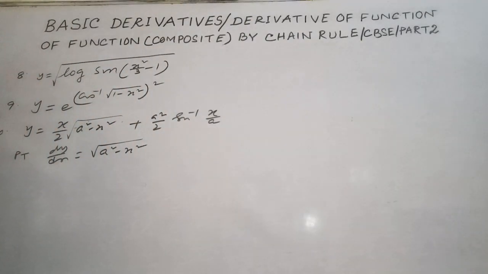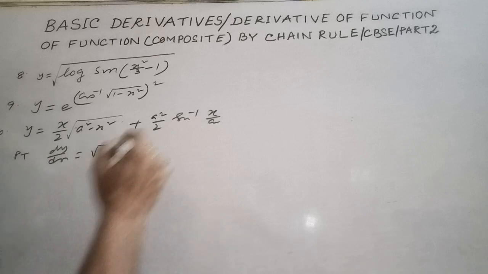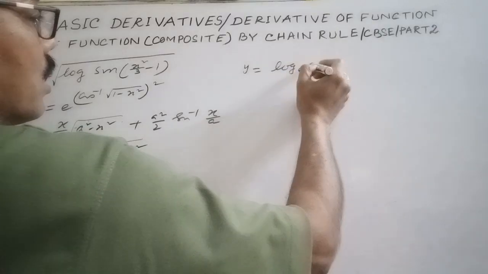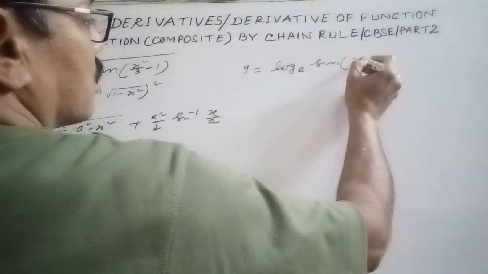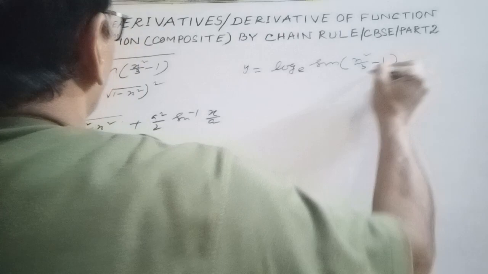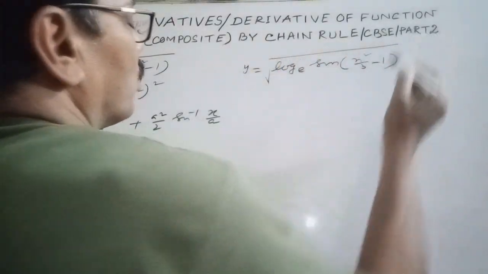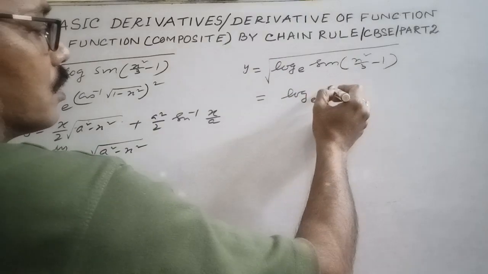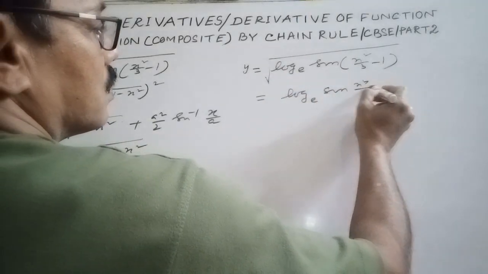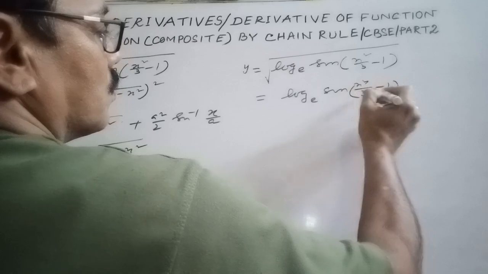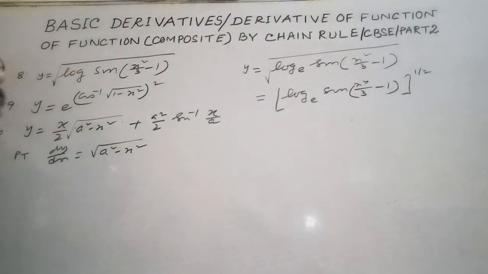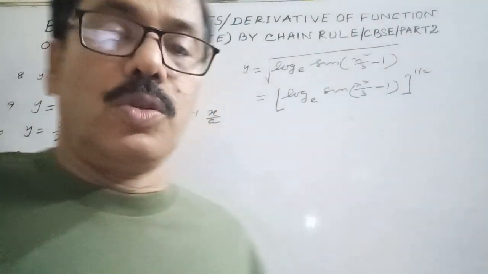Now we consider some more functions. So problem number 8. Log base e of sine x square by 3 minus 1 total root. Total root means whole to the power half. So look, whole to the power half.